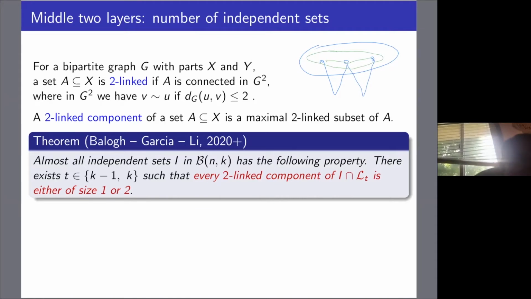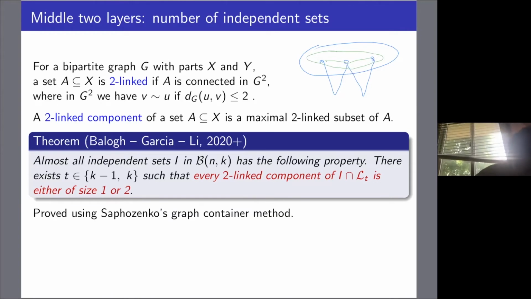And actually what we proved, and maybe that's the main theorem, is that if we look at the independent sets in the middle two layers, then almost all of them admit the structure that I described, this easy structure. So what is this? We can choose one of the parts, either the bottom or the top, and then looking at the 2-linked components, all the 2-linked components have size either 1 or 2. So the trivial description is actually best possible. And the proof uses this graph container method.